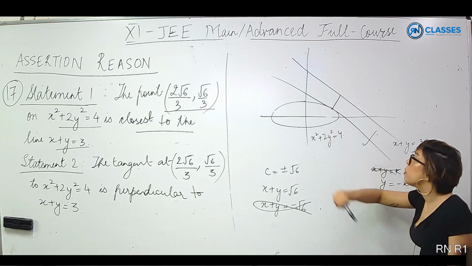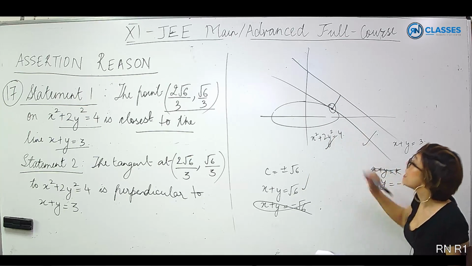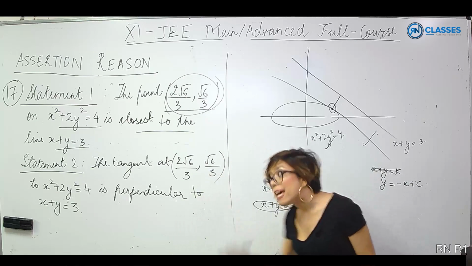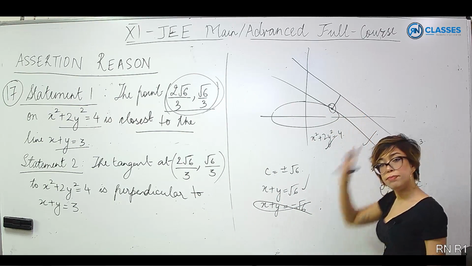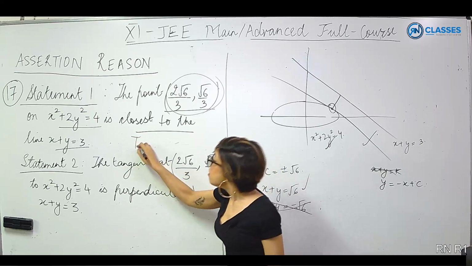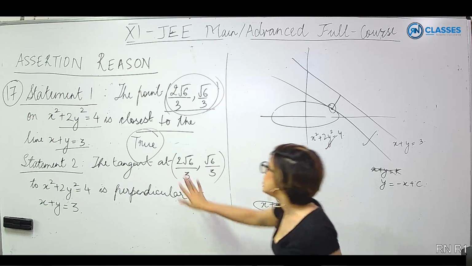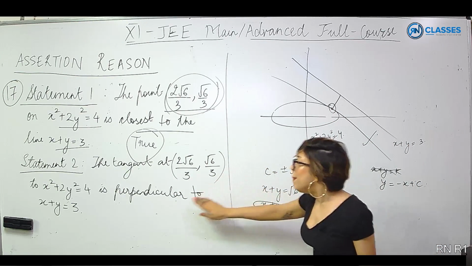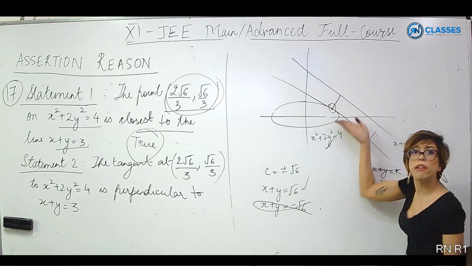I know the equation of the ellipse. I want to find this point. Solve them simultaneously and you get the point as this itself. That means yes, this point is actually closest to this line. Cool? So statement 1 is true. Statement 2 says the tangent at this point, the one that I found, is perpendicular to this line. Tangent is perpendicular to this line.